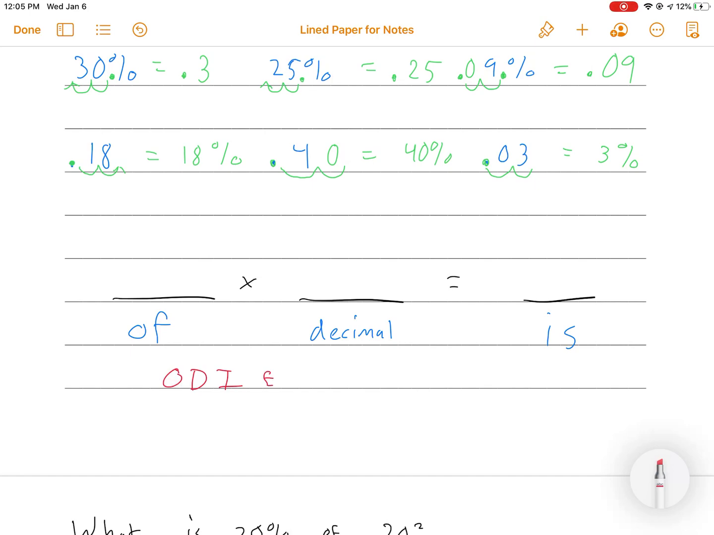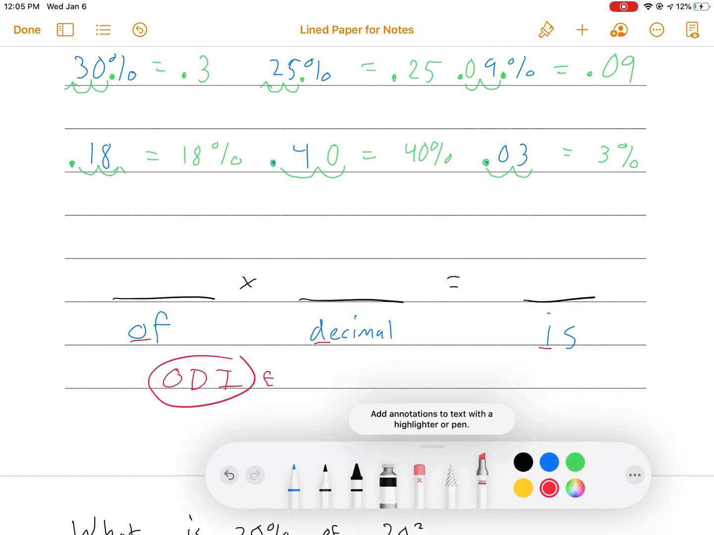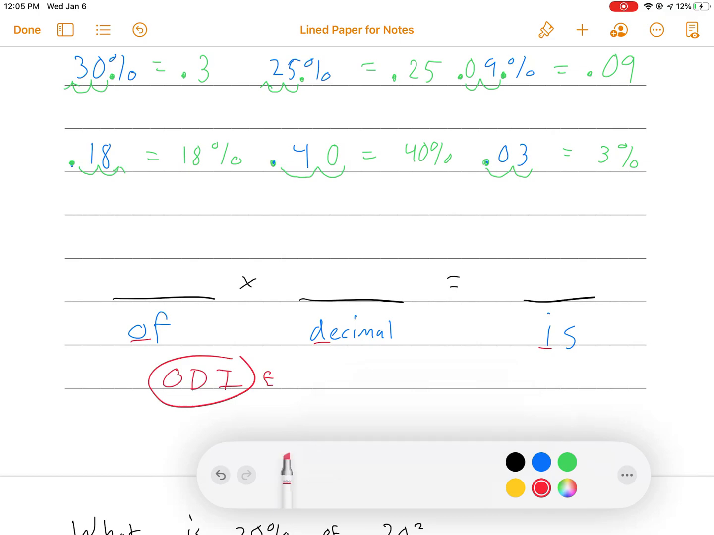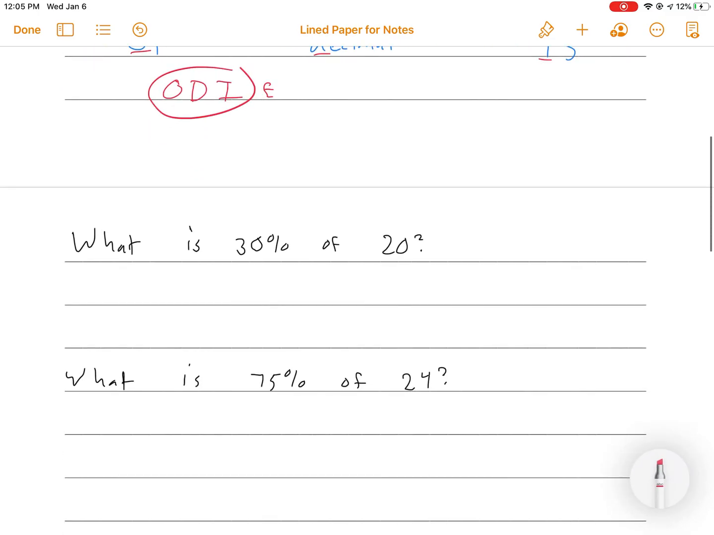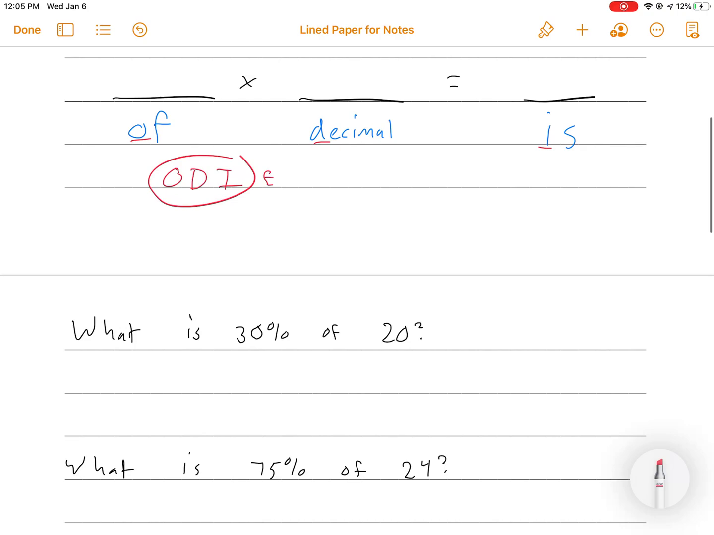The memory trick that I use for this, if you remember Garfield cartoons, Odie was the very stupid dog. And of number, decimal number, is number, make up the first 3 letters of Odie. So just remember the stupid dog from Garfield if you want to think through the order you should write these equations in. Let's go ahead and actually use this in a couple of examples.